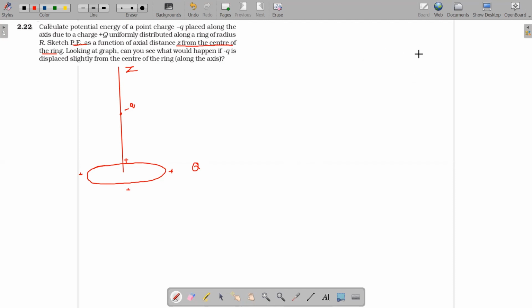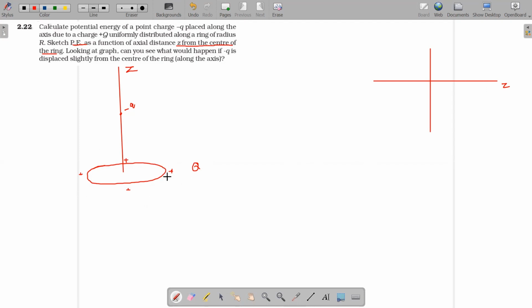The graph is drawn between potential energy versus Z-axis. We assume this is the Z-axis. This is the plus Z-axis. This side is the minus Z-axis. First, we will find out mathematically what is the potential energy between the ring and the charge.